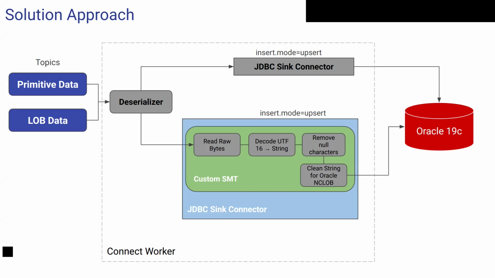In the case of LOB, we had to make some small changes. We had to use a custom SMT. What that SMT, or single message transform, did is it reads the raw bytes from the Kafka topic, unwraps the UTF message first, and decodes the UTF-16 message into a string. If there are any null characters present, this is an additional check that we did, and then it presents the clean string that was present in the source as it is to the JDBC Sink Connector, which eventually publishes into the Oracle 19c, which is the destination DB. So this is how the entire solution works.